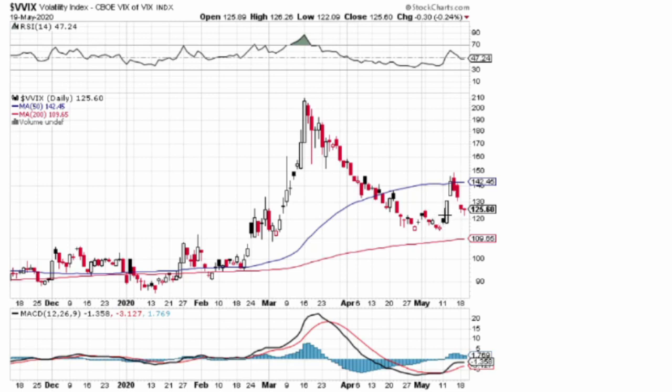And so we had a bit of an eruption in the VVIX here. We're coming down to this point here. We're settling in at maybe 125 or thereabout. And that is definitely higher than normal. As well, the VIX is higher than normal.